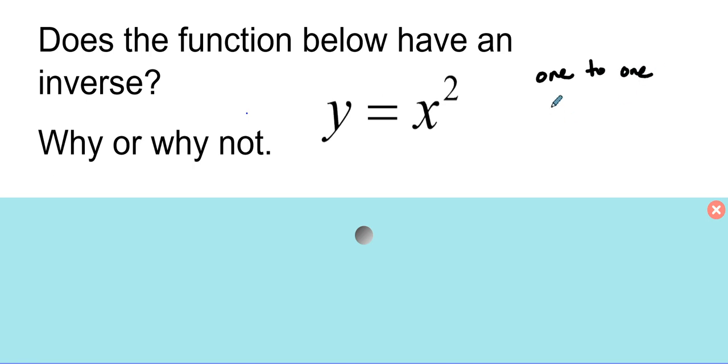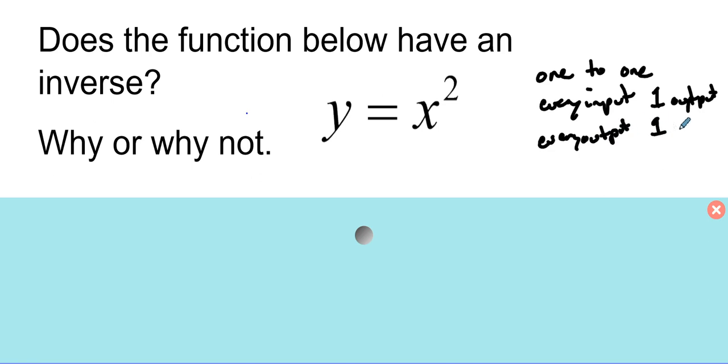What does that mean? Well, for every input, there's going to be one output. So every input, one output. Oops, you can't spell output, right? But also for every output, there's going to be one input. And so a lot of times that means you need to pass the vertical line test, and also the horizontal line test.